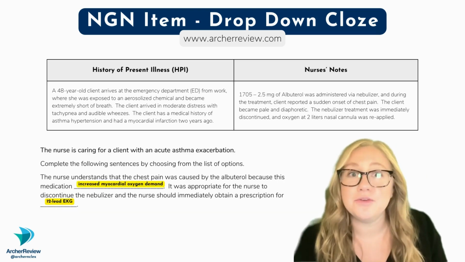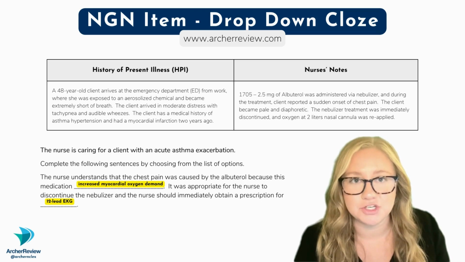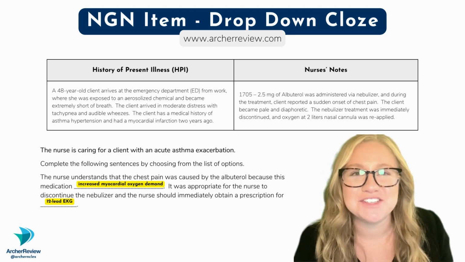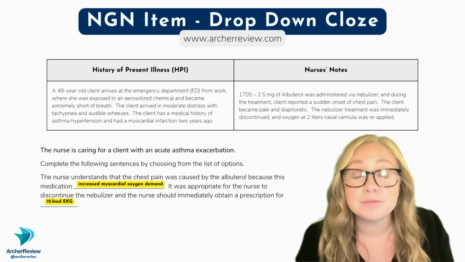And because of that, you want to get a 12-lead EKG. Albuterol can cause tachycardia. Tachycardia increases myocardial oxygen demand, and we would like to see that rhythm so we know exactly what's going on.